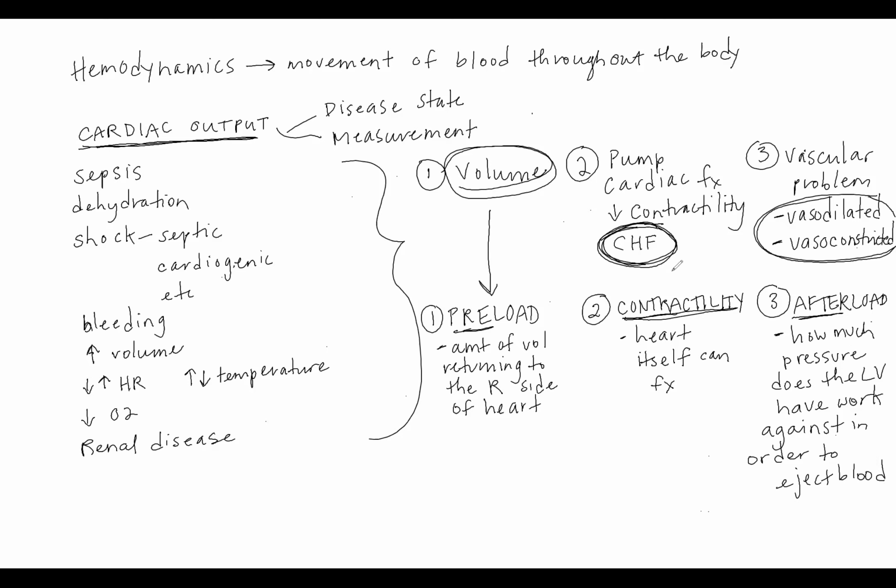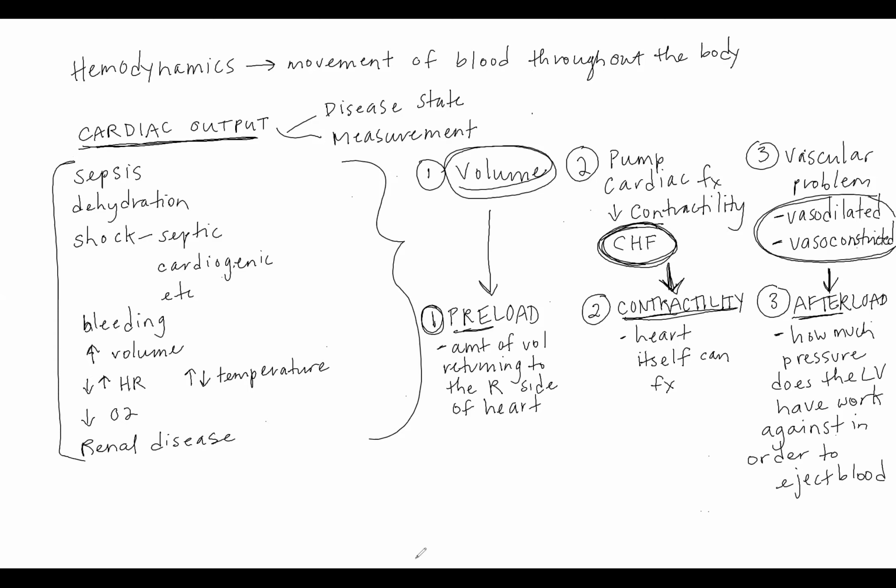Okay, so these three concepts, 1, 2, and 3, pretty much everything on our list of things that influence cardiac output over here can be tossed into at least one of these three categories, whether it's preload, contractility, or afterload. And oftentimes they can be thrown into more than one of these categories.